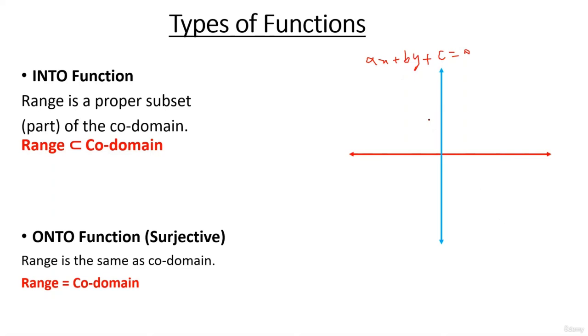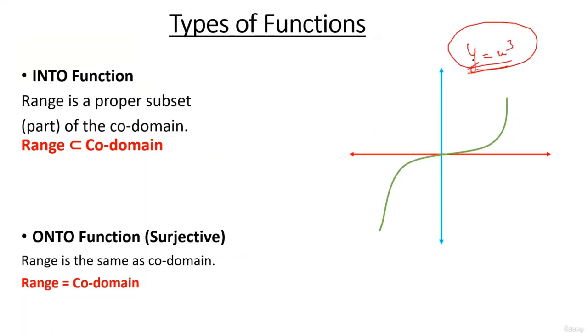Ek aur example lete hain guys. The graph of y is equal to x cube. Before plotting the graph, humne poora y axis plot kiya hai, right? The blue line, and as per the equation y is equal to x cube, the equation is taking all values of y. Dekho upar se neeche extend kar raha hai, right? So it is an onto function, where the range is equal to codomain, right?